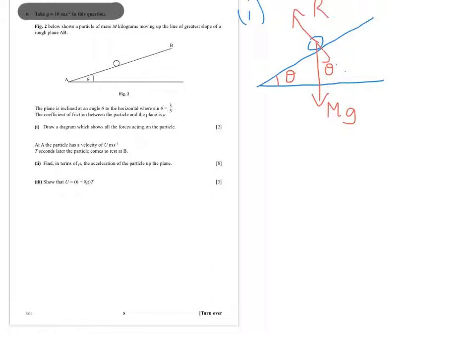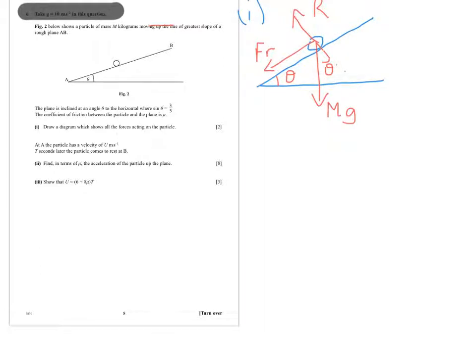Now we're told that it's moving up the line of greatest slope. So it's moving up. So therefore our friction is going to have to be down the plane. So Fr for friction down the plane. Now that's the only information we have. We're not told that there's something pulling it up the plane. We're not told that there's a string pulling it or anybody with a force pushing it or anything like that. We're just told it's moving up the plane. So therefore we must not draw a force up in that direction. There's no information to tell us that there's a force up the plane, so we just have those three forces as marked.